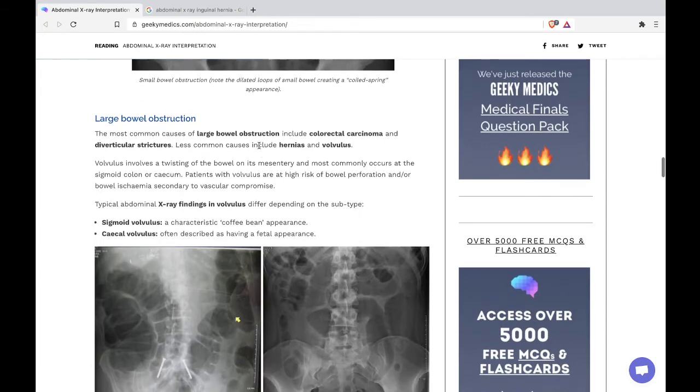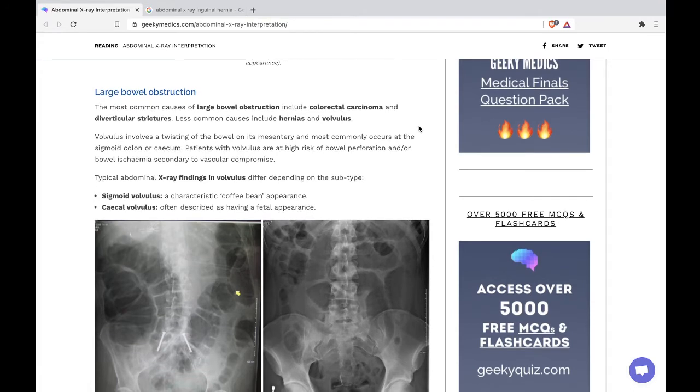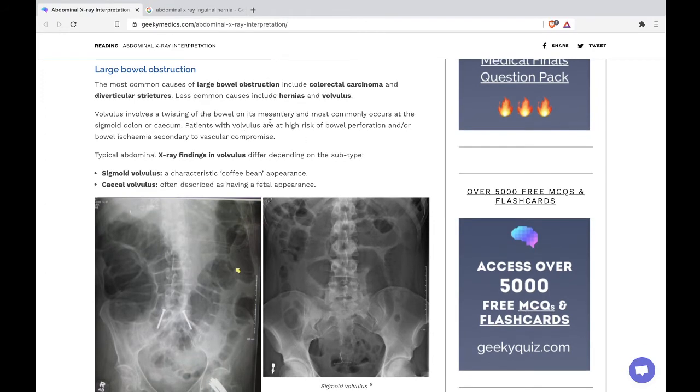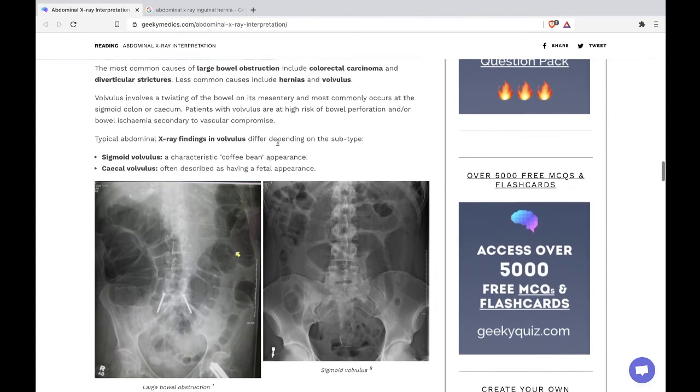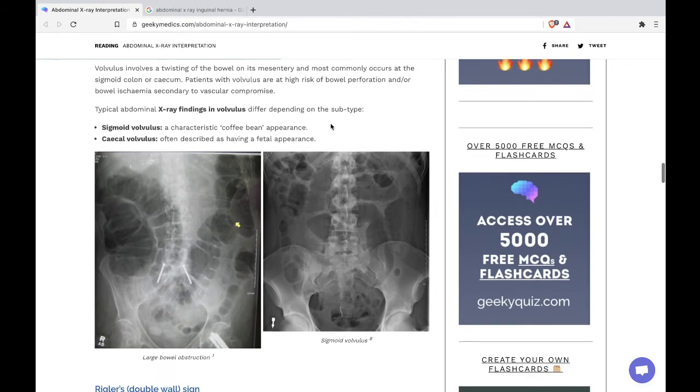Right. Next, moving on to large bowel obstruction. The most common causes of large bowel obstruction include colorectal carcinoma and diverticular strictures. Less common causes include hernias and volvulus. Volvulus involves a twisting of the bowel on its mesentery and most commonly occurs at the sigmoid colon or cecum. Patients with volvulus are at high risk of bowel perforation and or bowel ischemia secondary to vascular compromise. Typical abdominal X-ray findings in volvulus differ depending on the subtype.